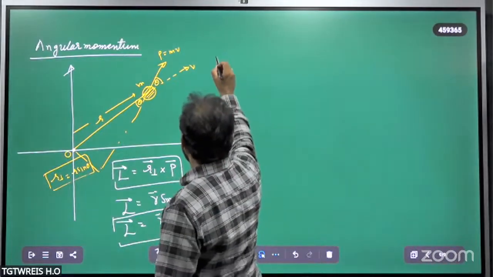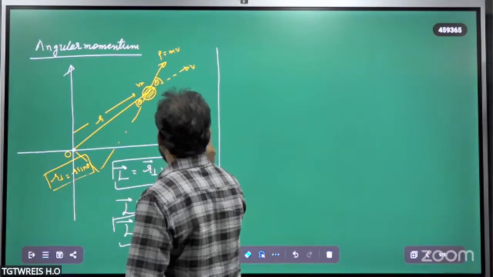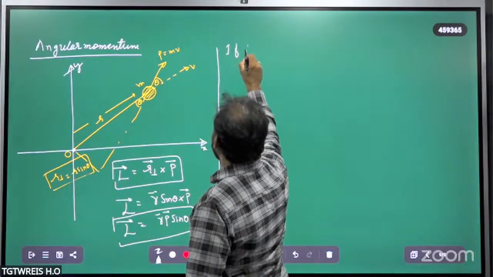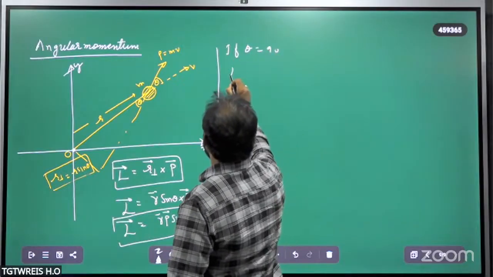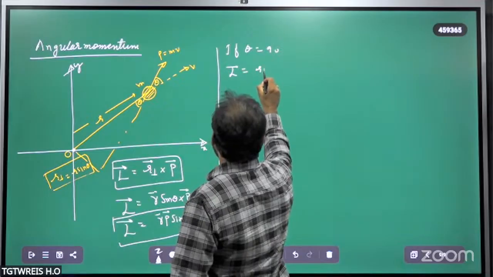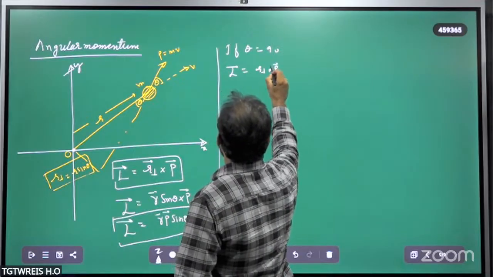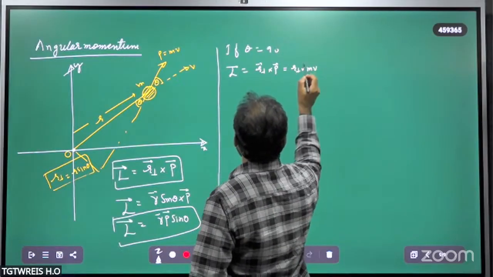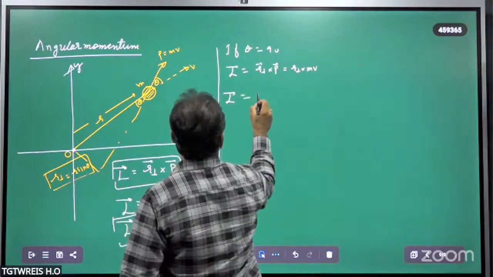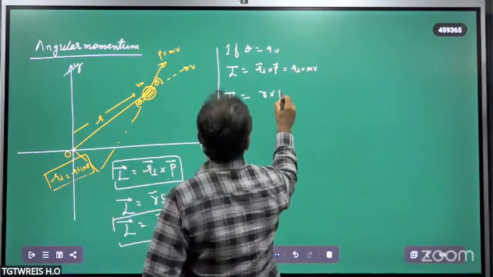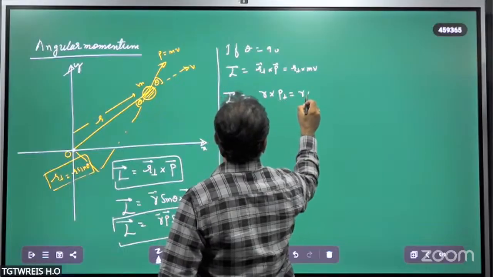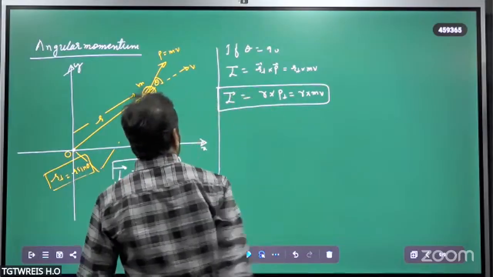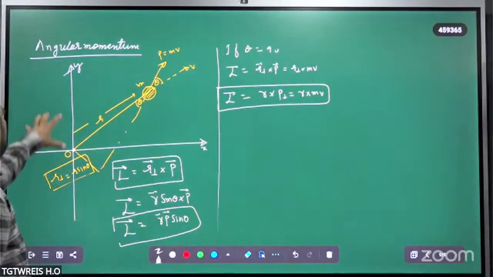It may be two cases are there. What are the two cases? If theta is equal to 90 degrees, L is equal to what, beta? R perpendicular into p, that is equal to r perpendicular into mv. And what am I writing for L? R into p perpendicular, that is r into mv. Both will give the same concept. Okay, this is angular momentum.